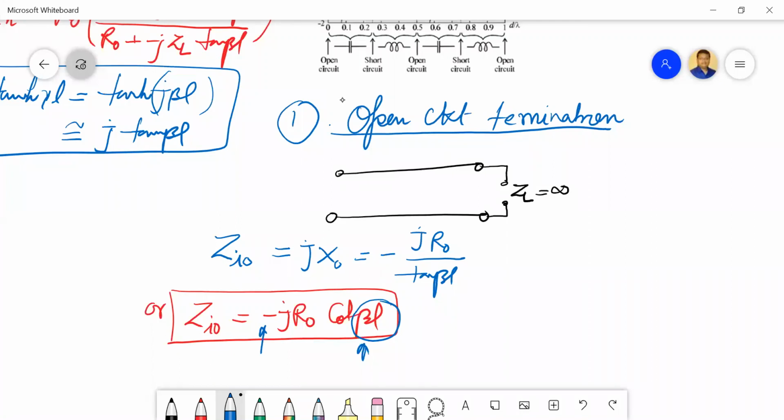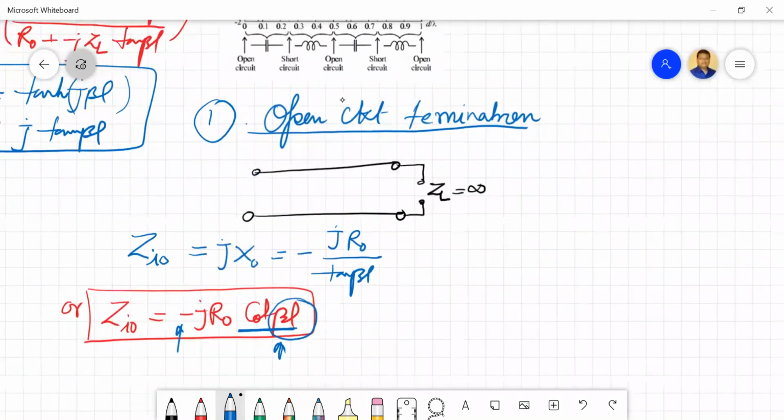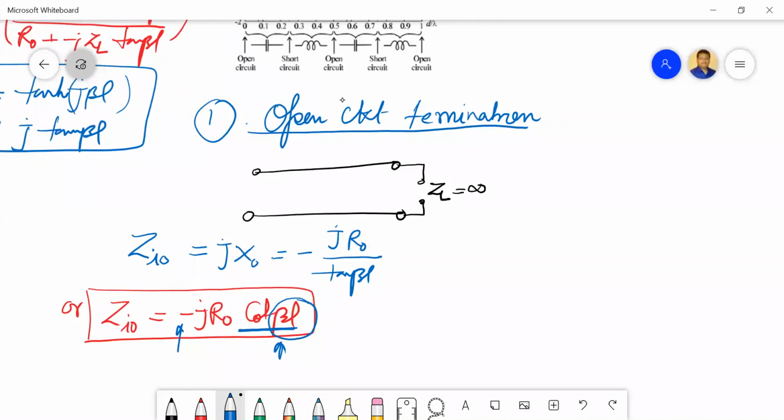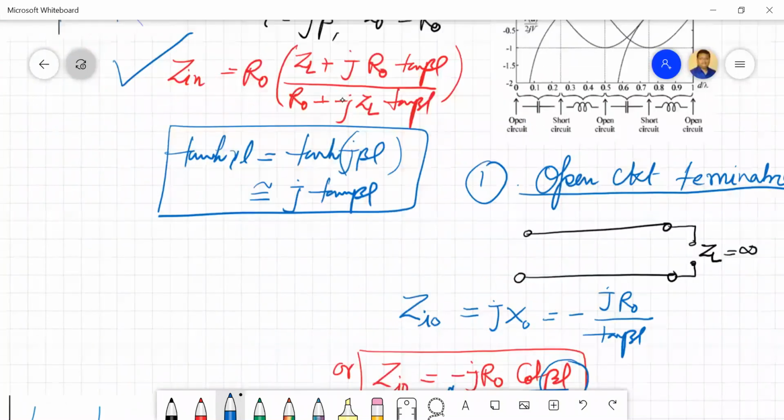Are you getting this point? Fine. So it depends on cot beta L, because if you plot cot beta L, you will find sometimes it goes below the x-axis, sometimes above the x-axis. It means for some values of lambda it will be positive, and for some values negative. So we are already deciding its behavior as a capacitor or inductor.